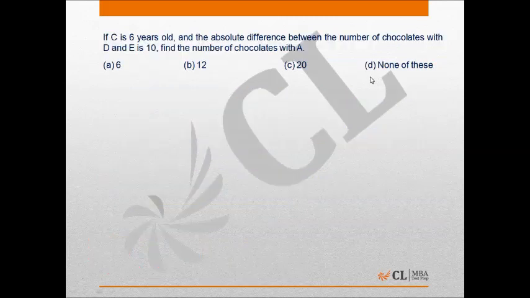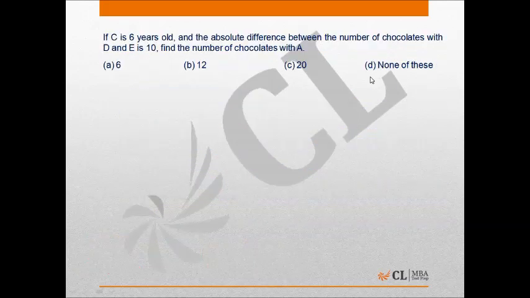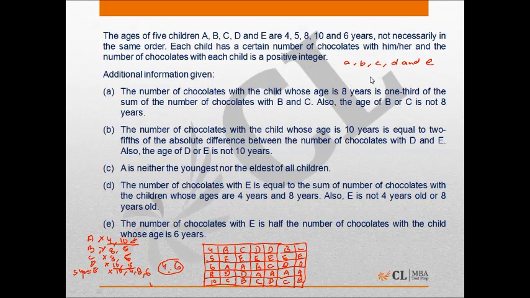Now come to the first problem. If C is 6 years old and the absolute difference between the number of chocolates with D and E is 10, find the number of chocolates with A. Let's see in which case C is 6 years old. The age of C is 6 years in only one case, that is this case in which age of C is 6 years.